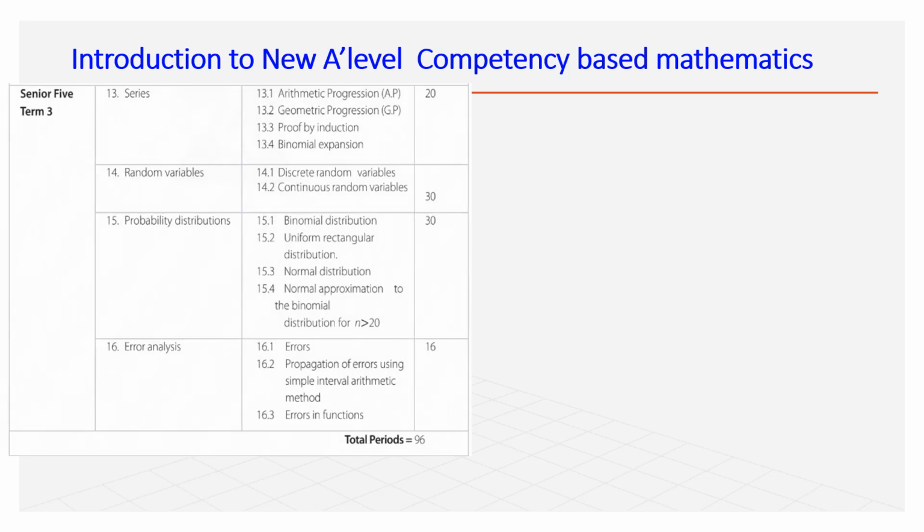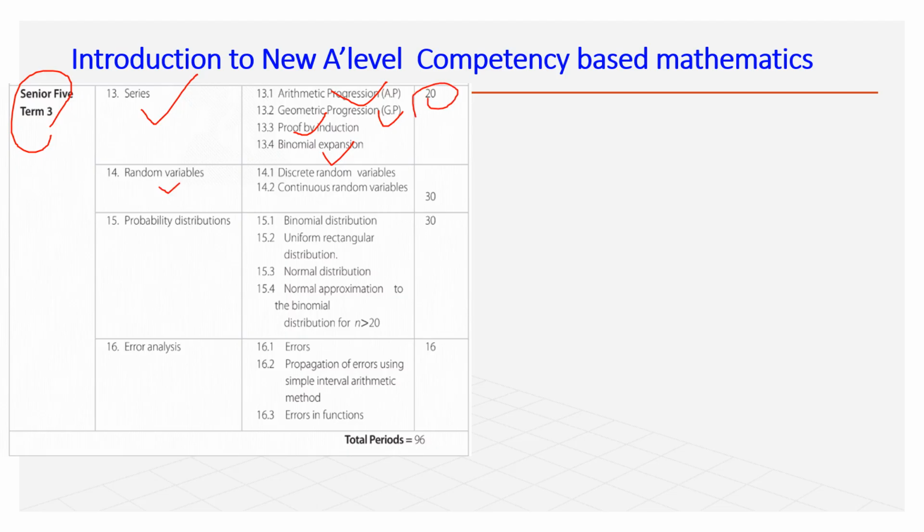Senior 5 term 3 now. Term 3, this is what we are going to have. Term 3 senior 5 shall have series, that is the APs, the GPs, I mean the arithmetic progressions and the geometric progressions proved by induction, and the binomial expansion. That will take 20 periods.